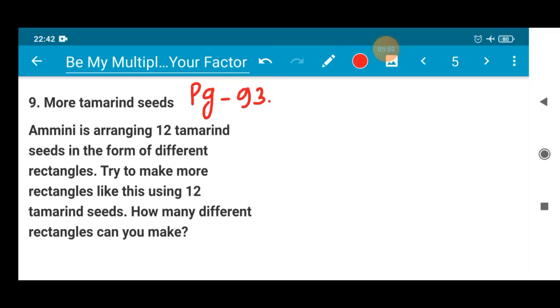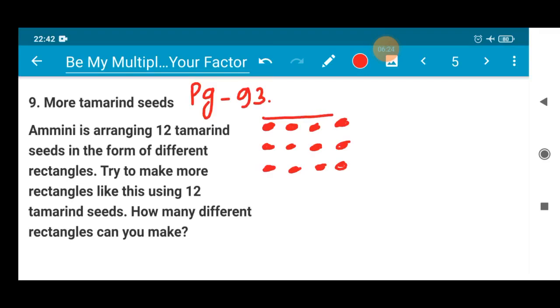Try to make more rectangles like this using 12 tamarind seeds. How many different rectangles can you make? So if we go for making like this, there are 12 tamarind seeds, and using that we have to make a rectangular shape figure. Okay, so I can make like this: 1 2 3 4 5 6 7 8 9 10 11 12. Yes, this is one figure here.